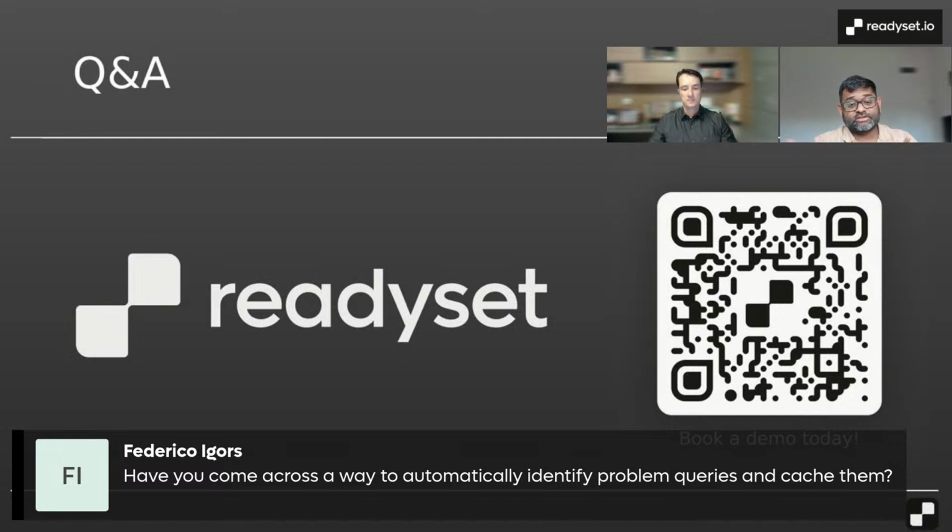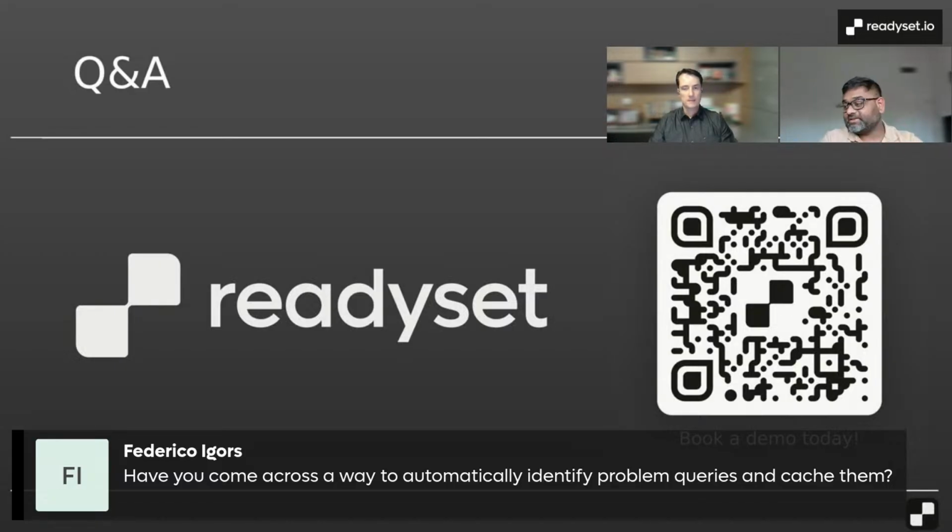Now, if you have ever struggled to distinguish between noisy and meaningful slowdowns, or if your monitoring tools are surfacing too much and not enough at the same time, I would love to hear more. Again, please drop your questions in the chat. We'll take them live. I see one question from Frederico: have you come across a way to automatically identify queries and cache them?